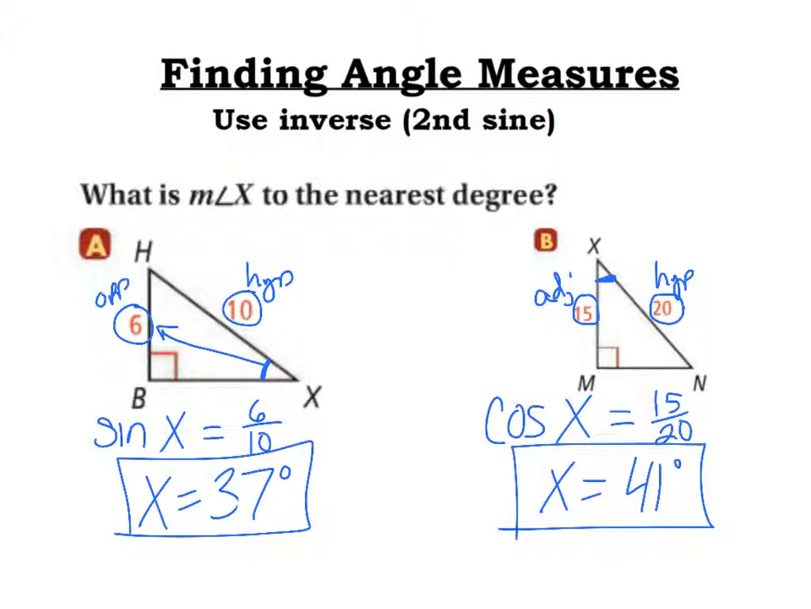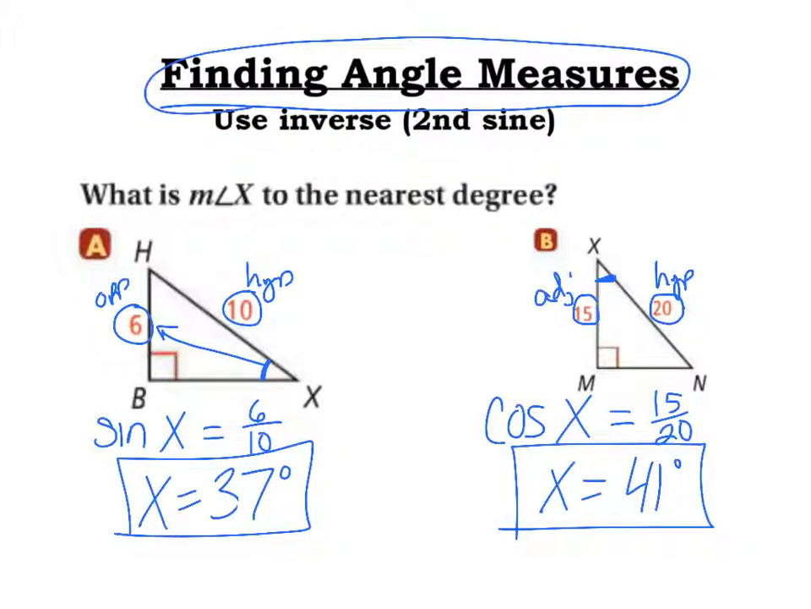All right, so anytime you're looking for the angle, that's what's important here. Anytime you're looking for the angle, that's when you do the second sine or the inverse button there. If you're looking for a side measurement, you don't do that. So that's some way to remember that that's the time you have to do second sine, when you're looking for the angle.